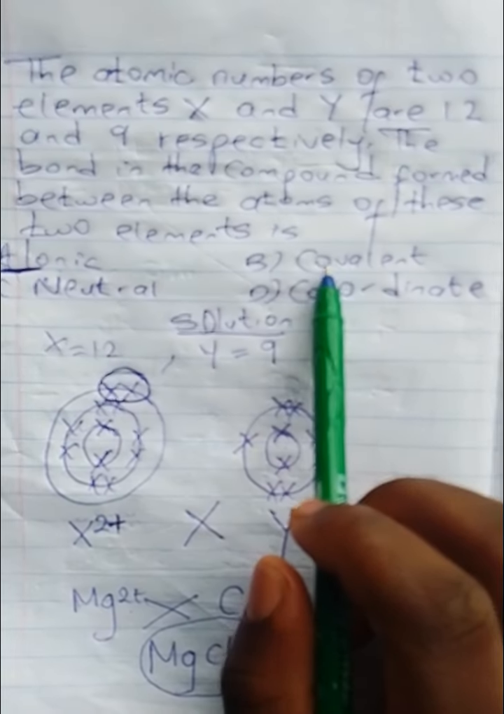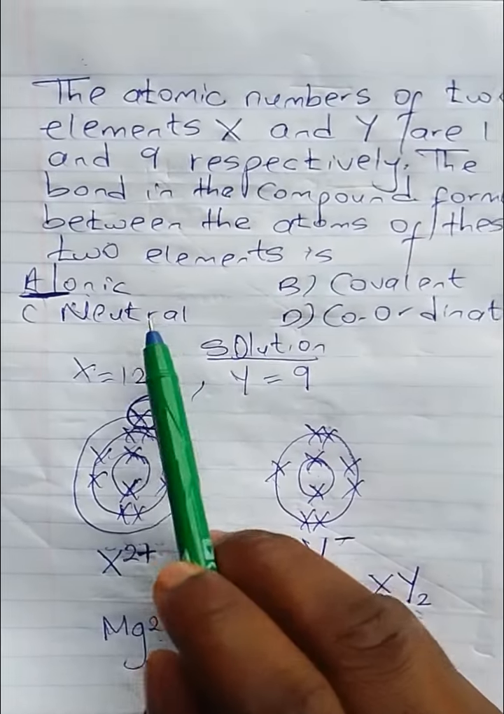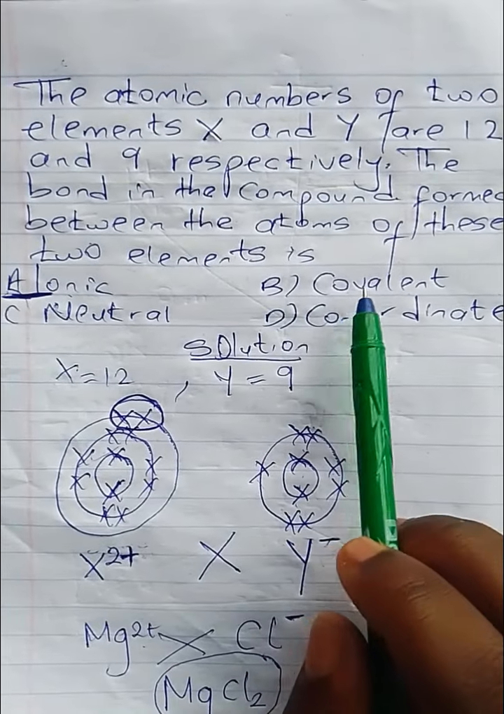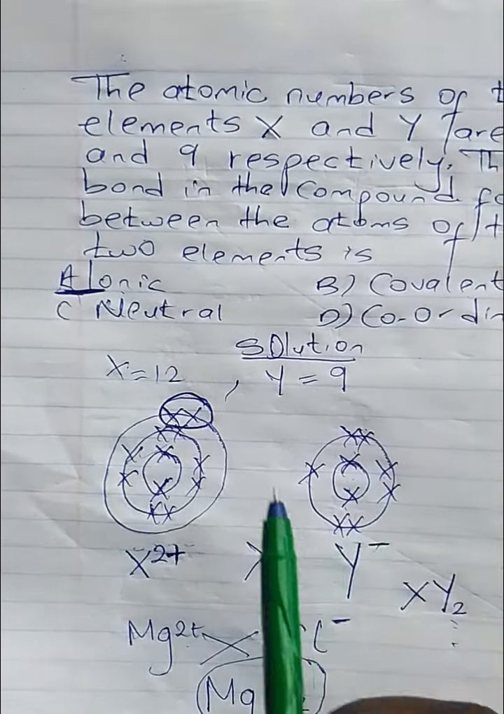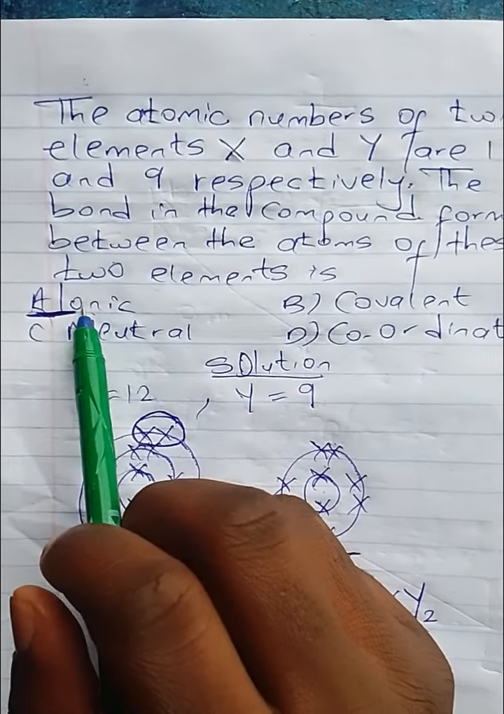Now covalent bond is just the sharing of electrons, and neutral and coordinate bonds are under covalent bond. So the right answer to this question is ionic bond.